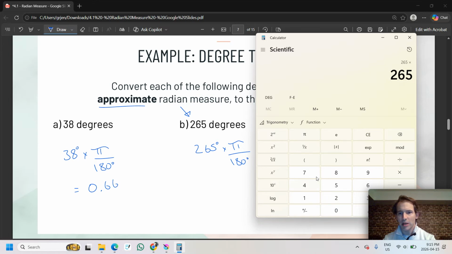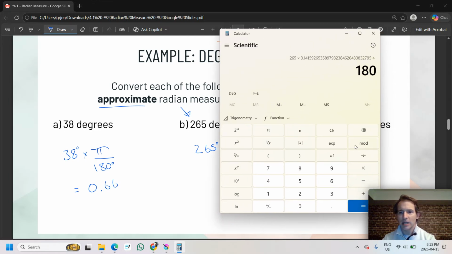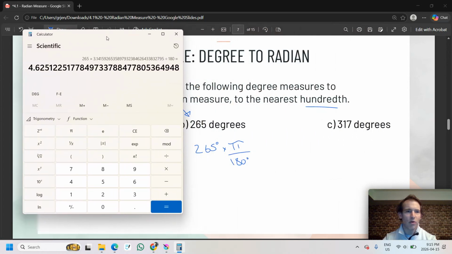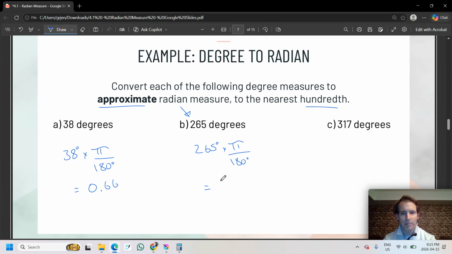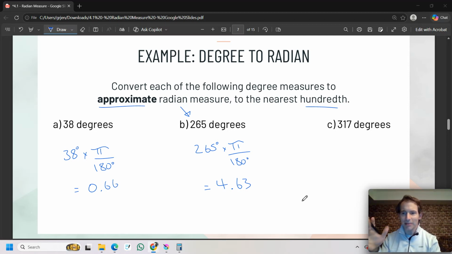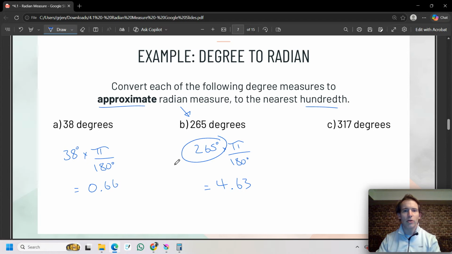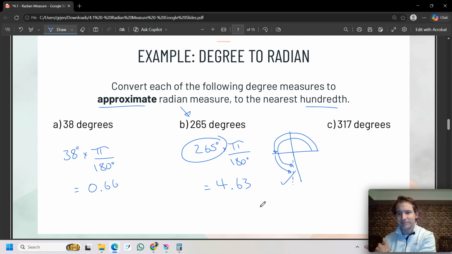265 times pi divided by 180 equals 4.63. Well, how would we check an answer like that? Even just ballpark and see if we're right. Well, we know 265. Draw the picture. 265 is like that angle, very, very close to all the way around. I know this is 3.14, and this would be a little bit more than that. So yeah, that's correct.